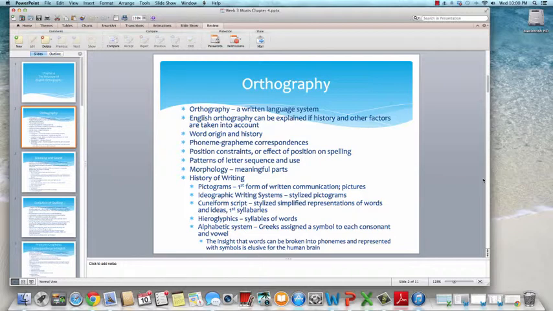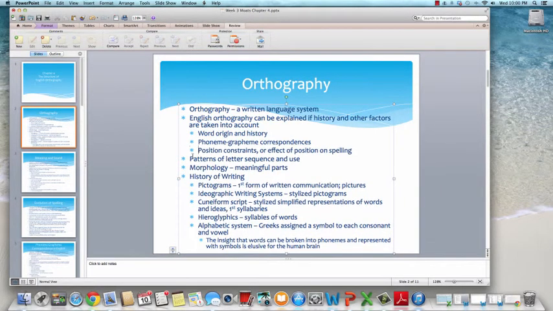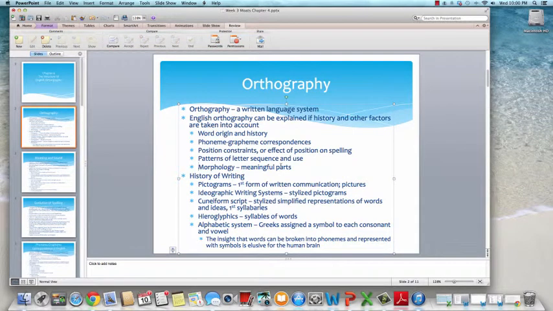So first one in consideration is word origin and history. Then you need to consider the phoneme grapheme correspondence. So a phoneme is, of course, the sound it makes. A grapheme is the letter that represents the sound. You need to consider position constraints or effective position on spelling, which we'll get into in a little bit. You need to consider patterns of letter sequence and use, and then morphology are the meaningful parts, the spelling of the meaningful parts. And morphology will be more in depth in next week's discussion.